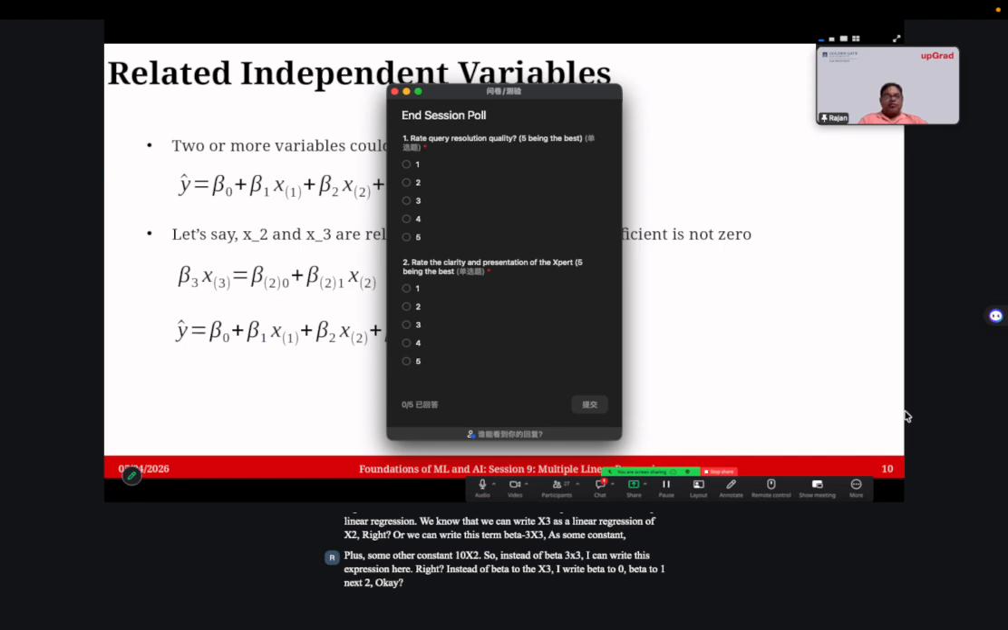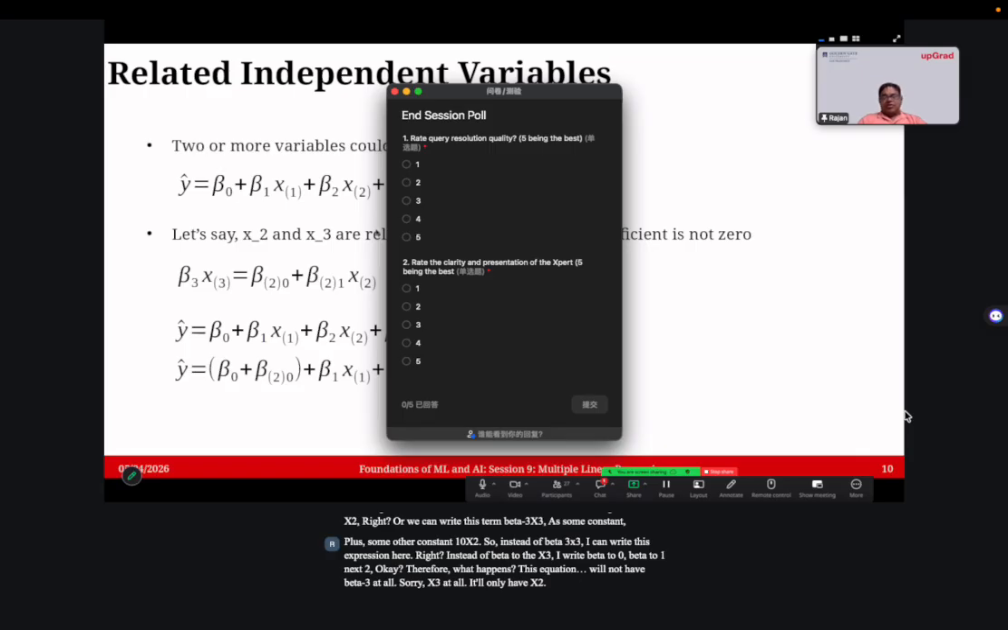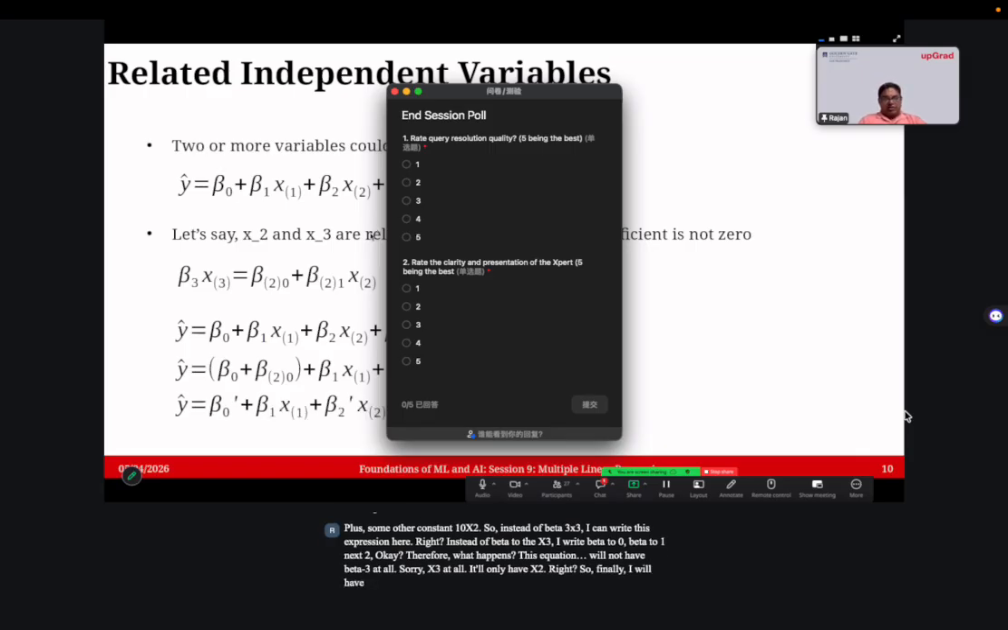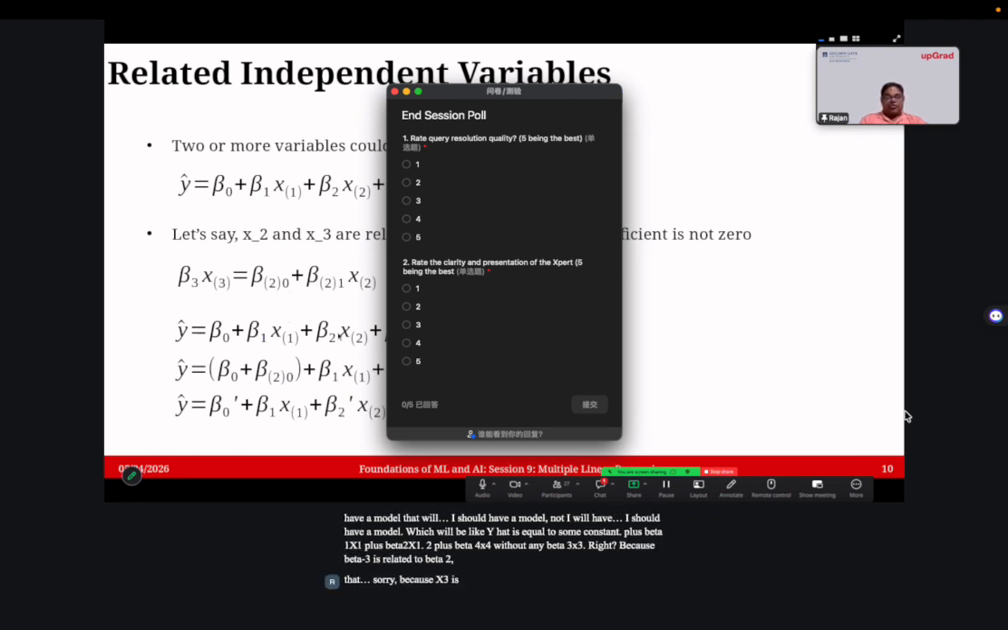Therefore, this equation will not have x3 at all. It will only have x2. So finally, I should have a model which will be like y hat is equal to some constant plus beta 1 x1 plus beta 2 x2 plus beta 4 x4 without any beta 3 x3. Because x3 is related to x2, the effect of x3 is absorbed in the coefficient of x2.